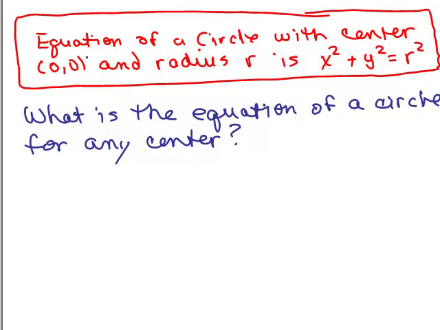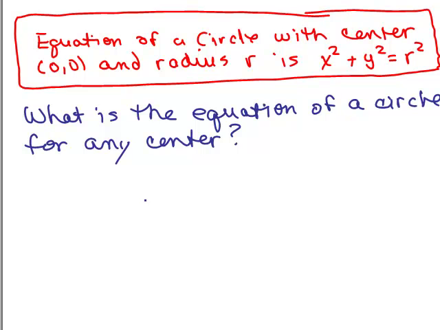In Part 1, we learned how to write the equation of a circle that had its center at the origin (0, 0), and that would be x squared plus y squared equals r squared, where r is the radius. So now in this video, we're going to work on writing an equation of a circle if the center is not necessarily at the origin. So what's the equation of a circle for any center?